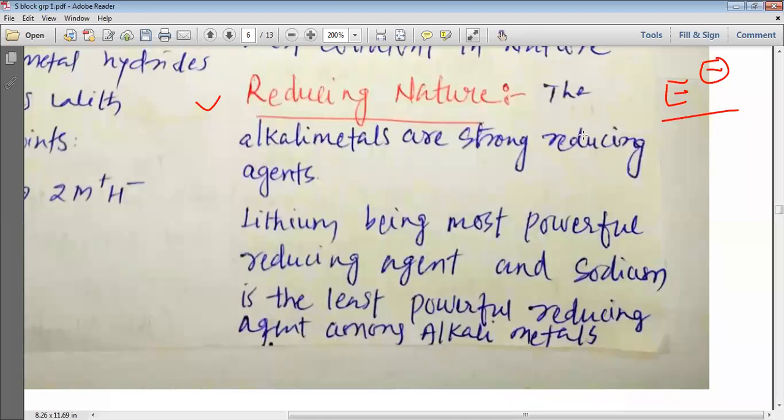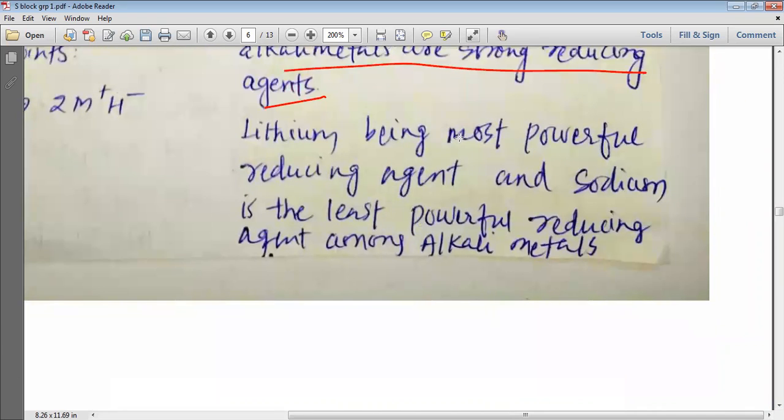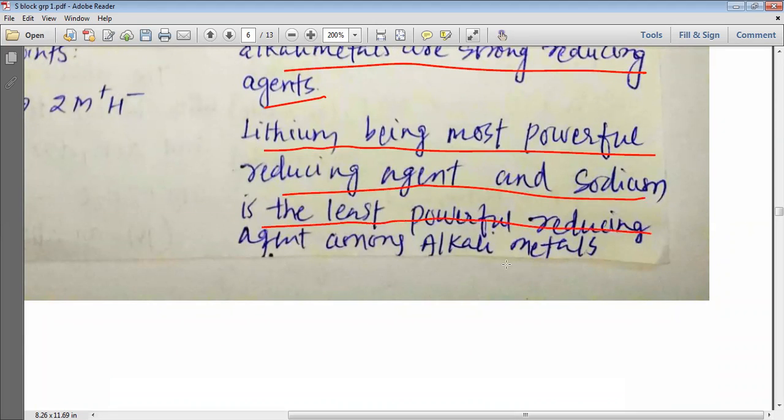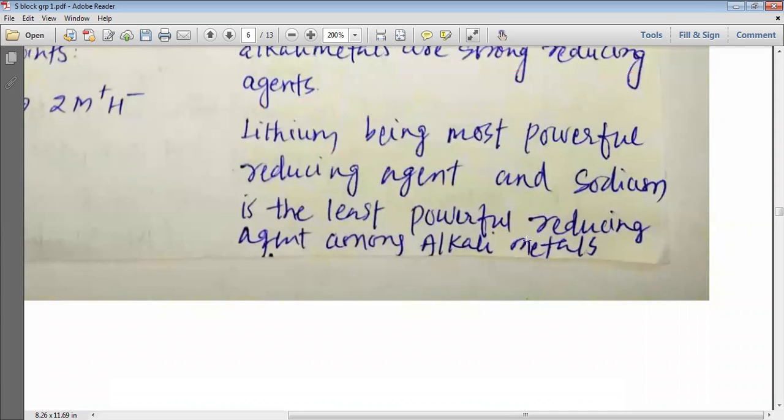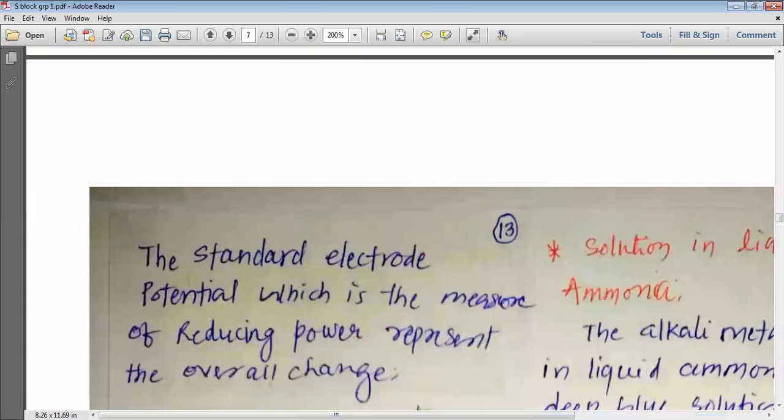Now let us understand what are those factors that affect the reducing nature. The alkali metals are strong reducing agents. Metals are generally reducing agents, and alkali metals are the most metallic elements, and that is why they are strong reducing agents. Lithium is the most powerful reducing agent, and sodium is the least powerful reducing agent. Please remember that lithium is the most powerful reducing agent, whereas sodium is the least powerful reducing agent among the alkali metals. This is the point you should remember if it is possible.